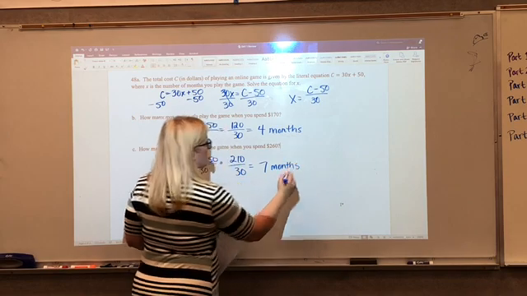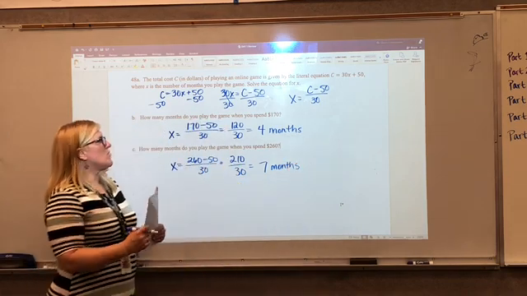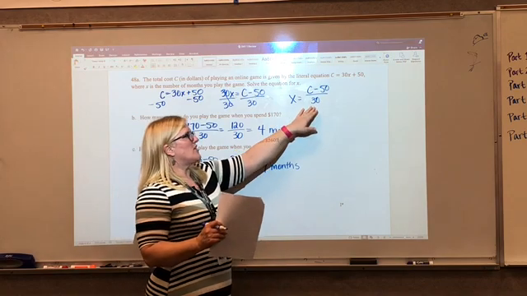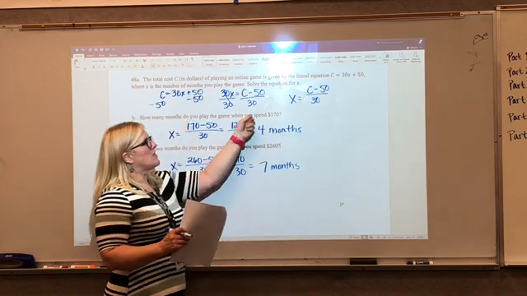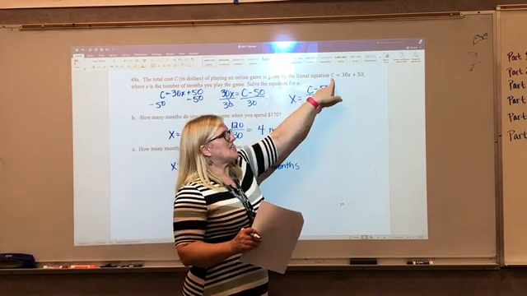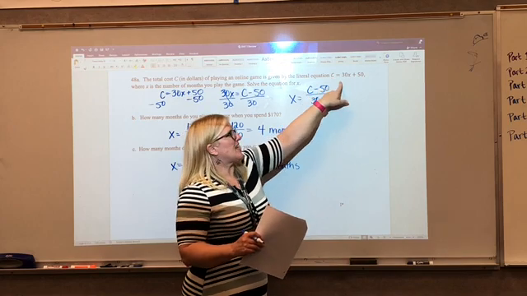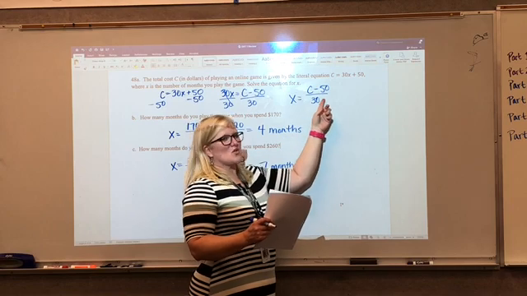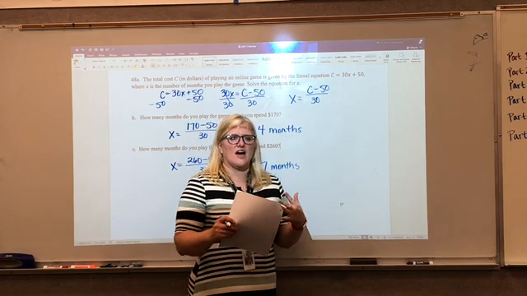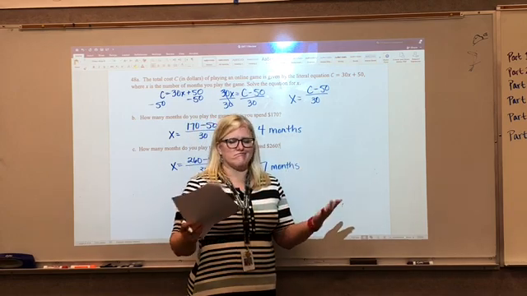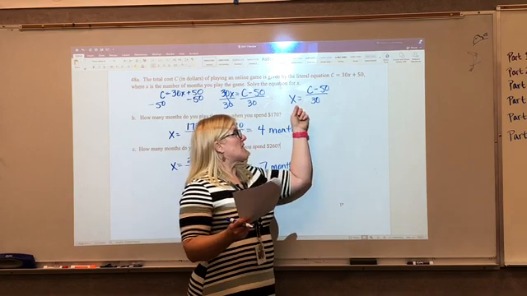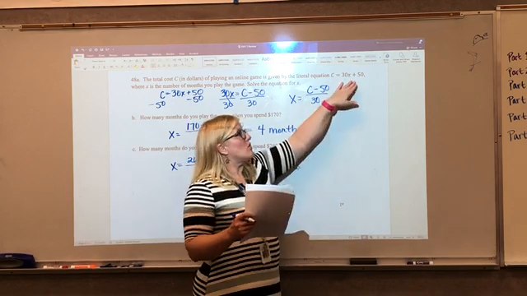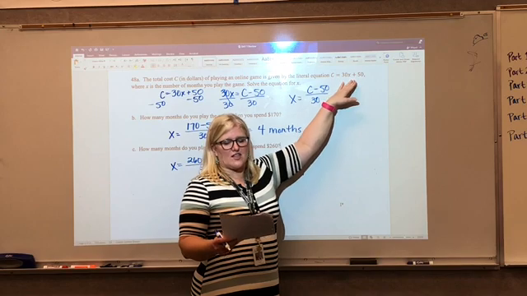Okay? Now if you didn't come up with this and you were given this problem, you would just put 170 in for C, and then you would crank it out and you would solve for x. So it's not like you have to do this. We're just doing this as an exercise in how to get x by itself. But you don't necessarily have to do that to get your answer.